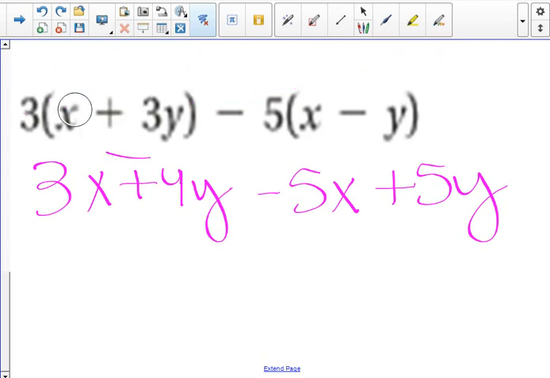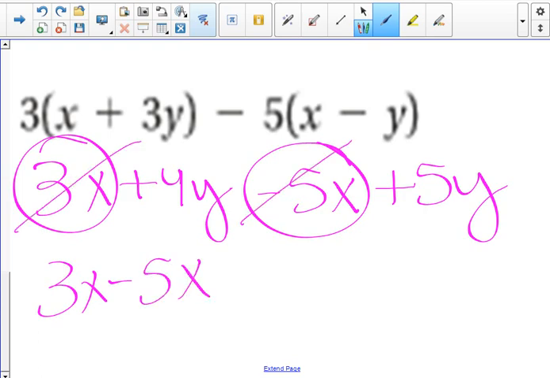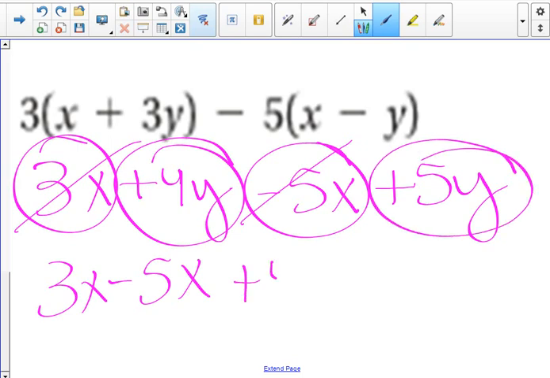And this is why it's a good idea not to erase anything on your paper. Just follow along and see if you can pick out where you might have made your mistake. Or rewrite it the right way and take it home and decipher where did I go wrong with this. So the next thing, again, we're going to take these like terms. Here's my x's. So I've got a 3x minus 5x. And then I'm just reordering. 4y plus 5y.